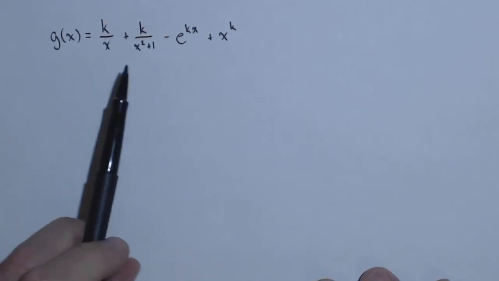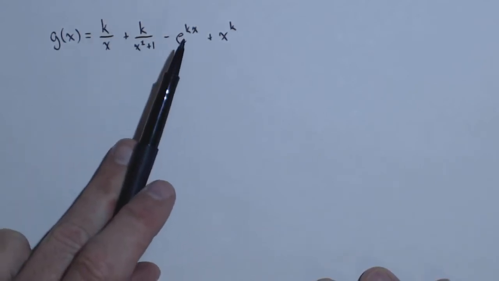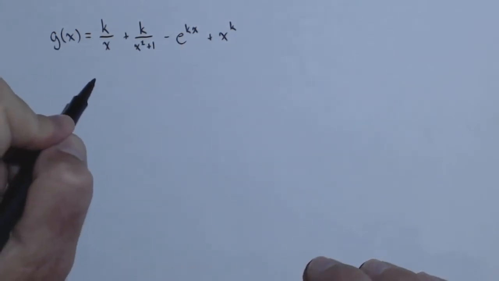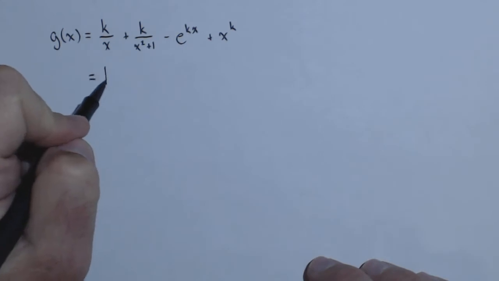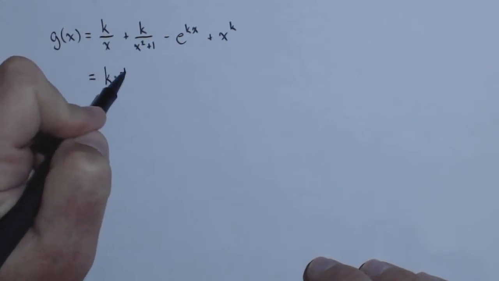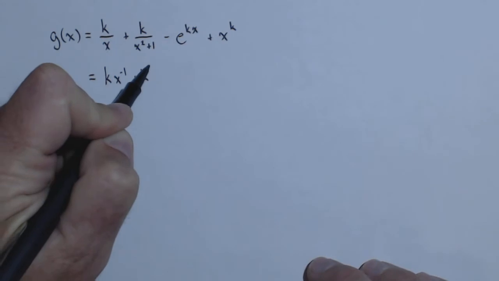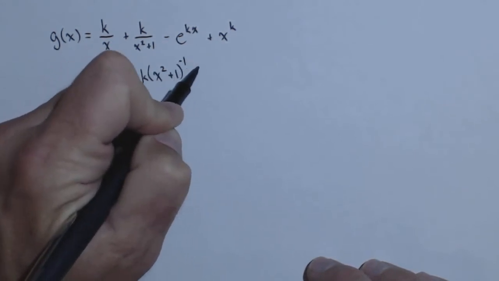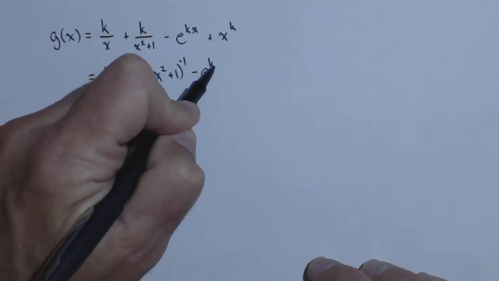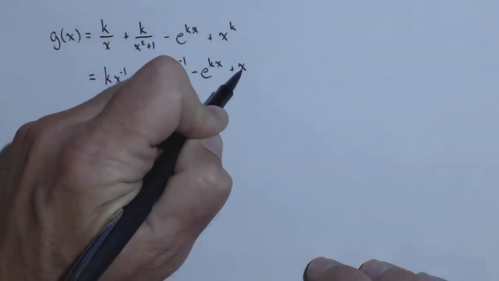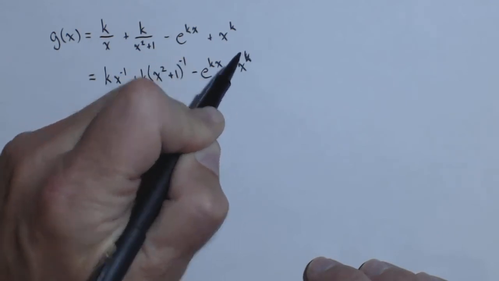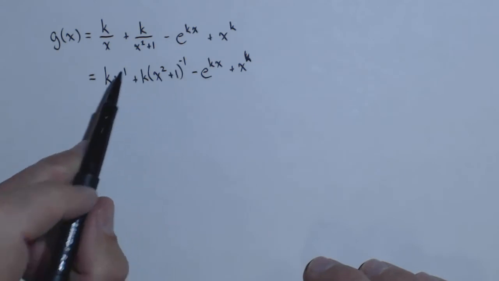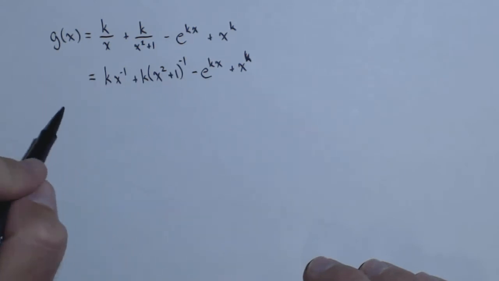So we're going to take the derivative of the following function, where k is just some arbitrary constant. And I think the easiest way to approach this one is, before I take my derivative, I'm going to rewrite this as k times x to the minus 1 plus k times (x squared plus 1) to the minus 1 minus e to the kx plus x to the k. Now we can take the derivative, and I think it's easier because I got a couple of power rules here.